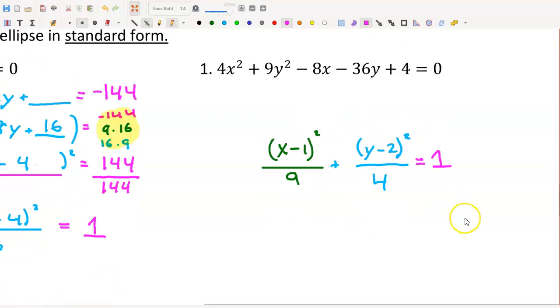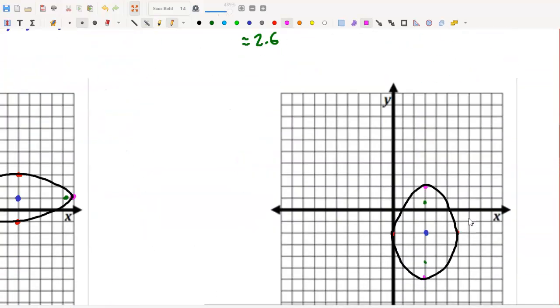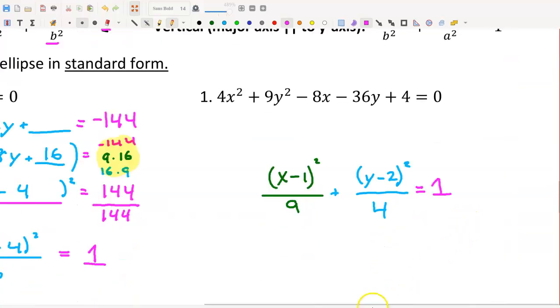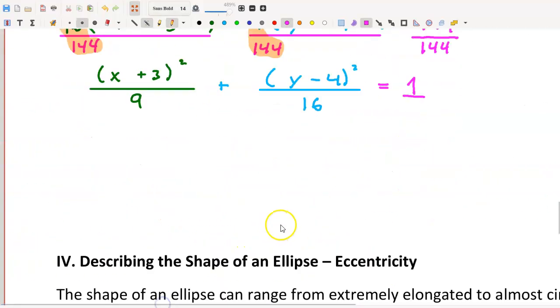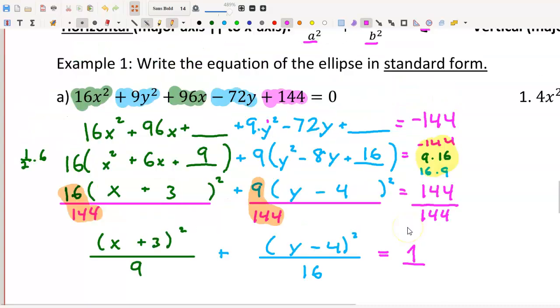So that's going to be it for today. Okay, we're just going to practice this part for today, and then tomorrow we'll look at actually calculating that other number, which is the eccentricity. It's a simple formula, right? C divided by A. But let's not rush it.